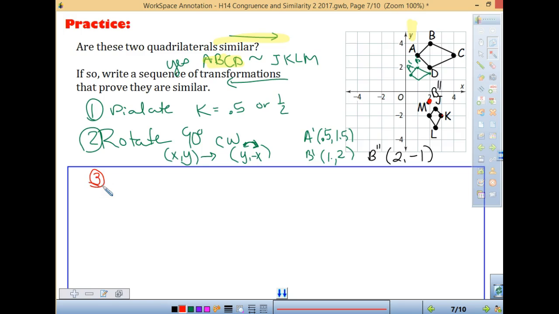Now I need to translate it, right? How do I translate that point? I move it over 1 and down 1, right? So I want to use my rule for translation.